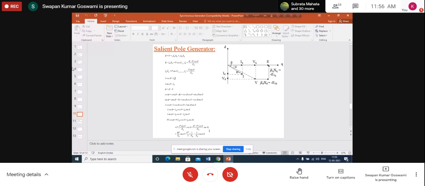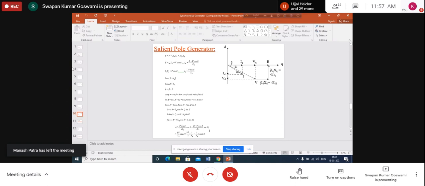So if we find out dP/d delta, what is that? EV by X cosine delta. And what is EV by X cosine delta called? It is called the synchronizing power coefficient, or it is called the stiffness of the machine. Synchronizing power coefficient এটাকে বলছে কেন? Stiffness এটাকে বলছে কেন? Because it is reflecting how much the active power will vary if delta is varied. বুঝতে পেরেছো? Am I clear?